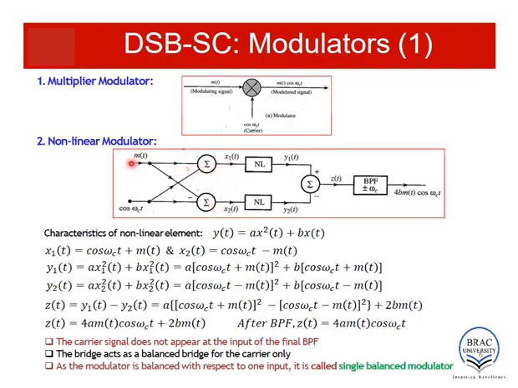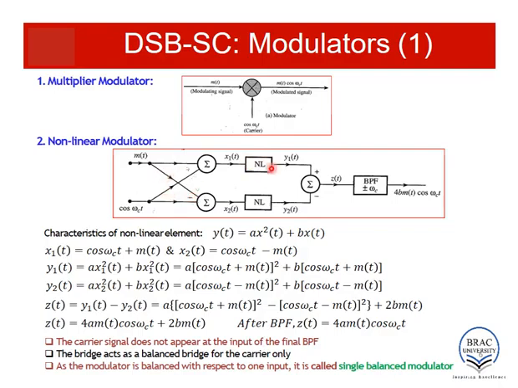The first one is m(t), the next one is cos ω_c t. So x1(t) will be cos ω_c t plus m(t). This summer block does a similar thing, but one difference is that in this case, m(t) will be negated from the cos ω_c t, and this is demonstrated by the minus sign in this part. So x2(t) will be cos ω_c t minus m(t).